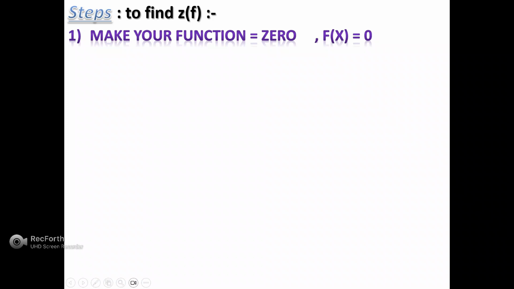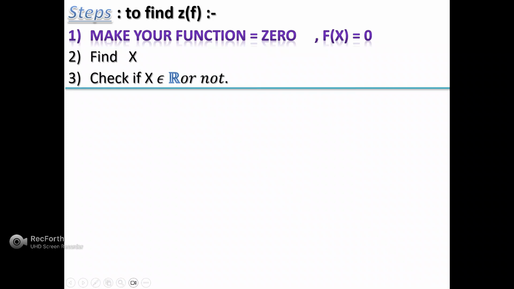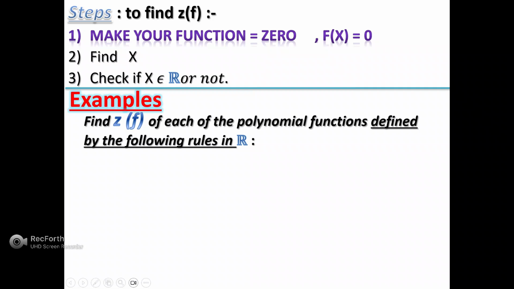Summary for the solution for this lesson. Steps: first one, make your function equal 0. Second, find x. Third, check if x belongs to real numbers or not. Okay, we will use these steps in these lessons to answer anything.